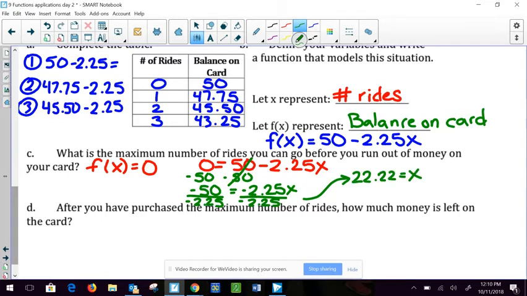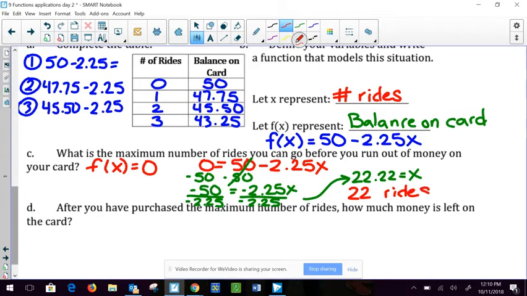Let's think about this logically for a minute. Can we go on 22.2 rides? No, you can't go on a partial ride. You either pay for a ride or you don't. This is where we always round down. So I don't have enough money to go on 23 rides, but I can successfully go on 22 rides without going over the balance I have on my gift card.